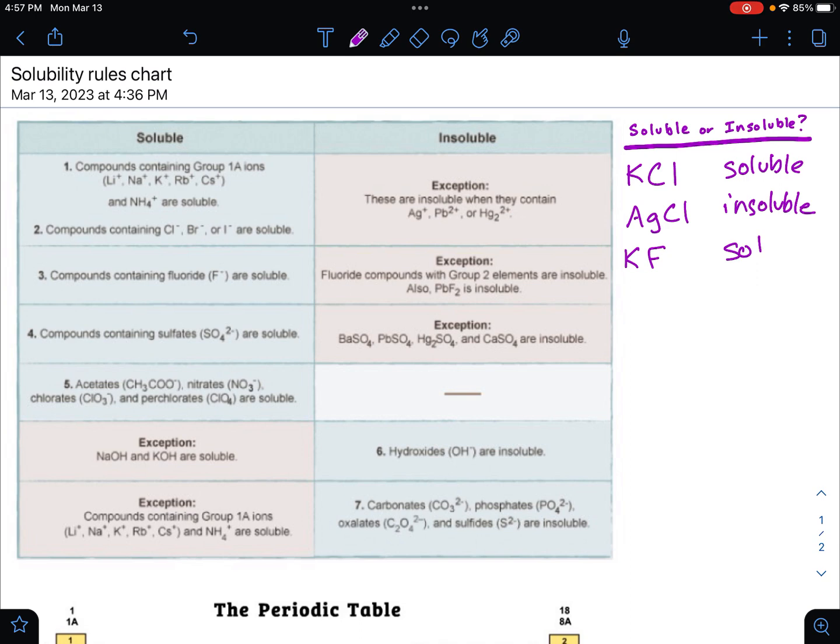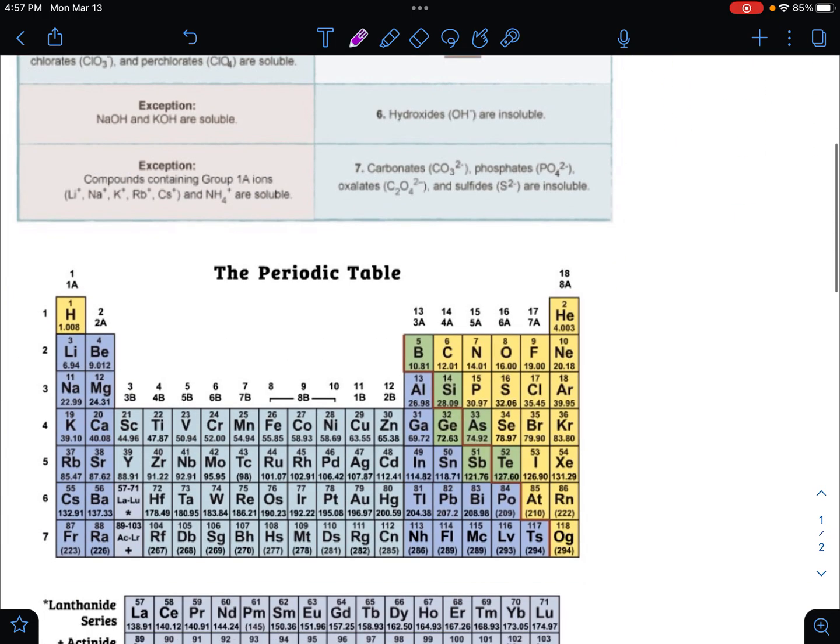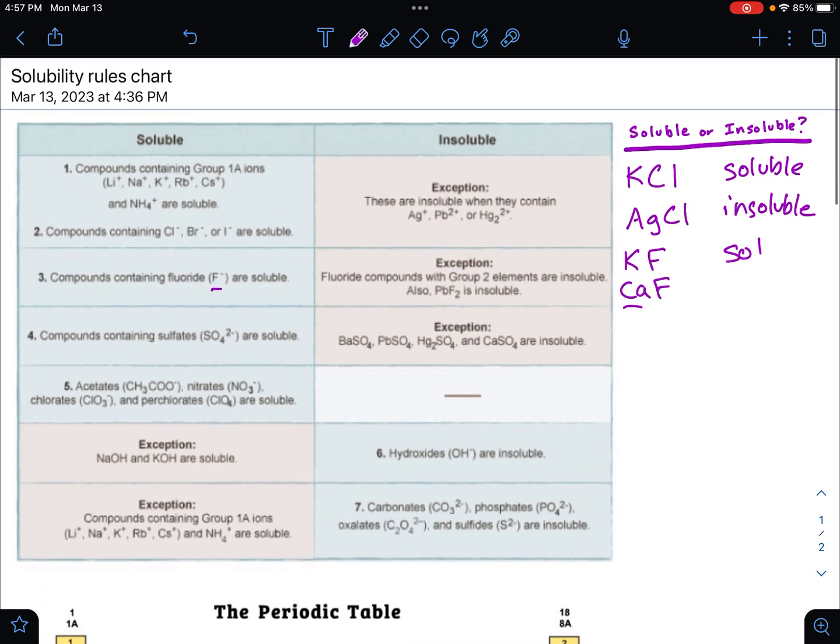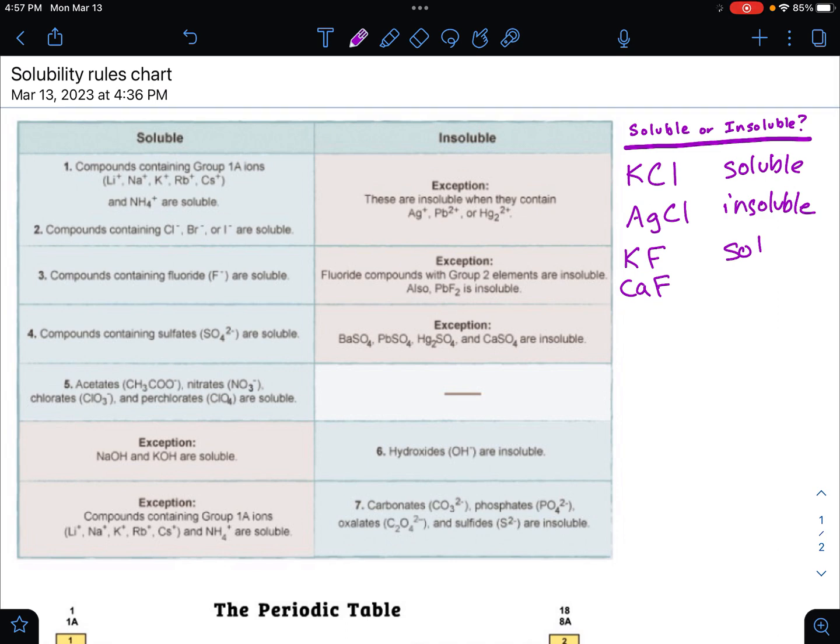Let's look at calcium fluoride. Soluble or insoluble? Again, fluoride, so it should be soluble. Let's see what group calcium is in. Uh-oh, calcium's in group 2. So calcium fluoride is going to be insoluble. Insol. Okay, moving on.